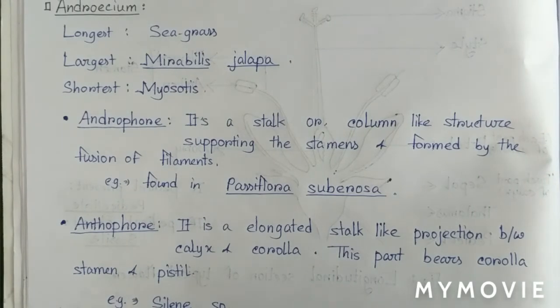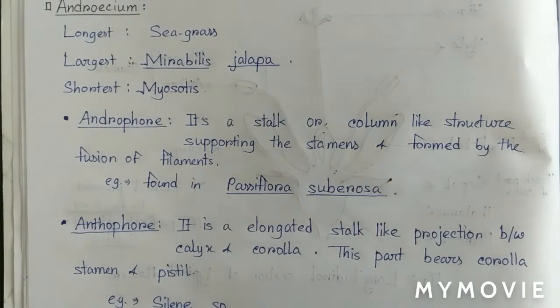Now the term androphore. What is androphore? Androphore is a stalk or column-like structure supporting the stamen and formed by the fusion of filament. So it is the supportive structure which supports the stamen part, means the male reproductive part, and it is formed by the fusion of filament. And androphore we found in Passiflora tuberosa.